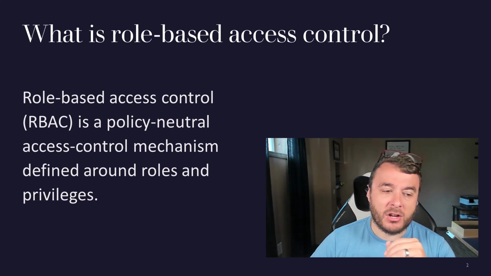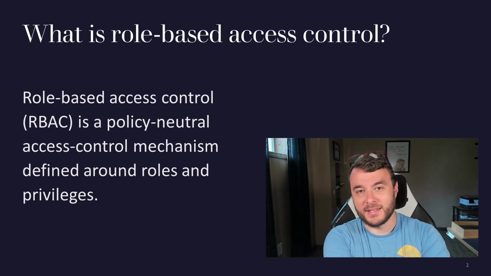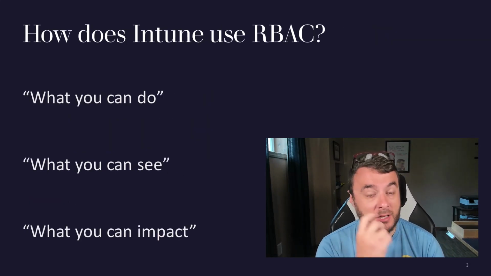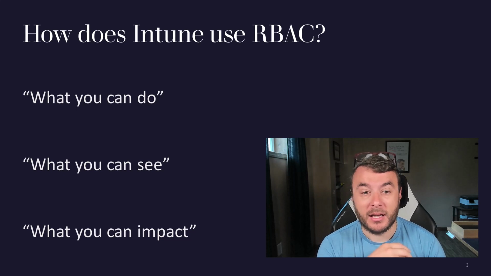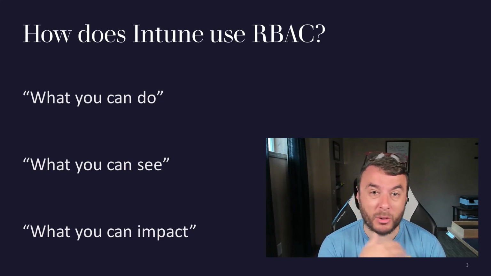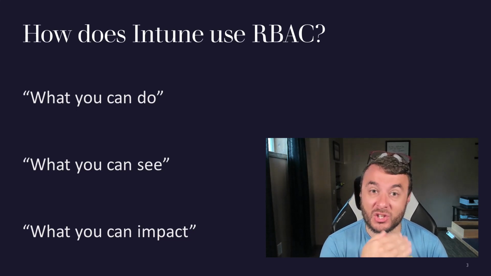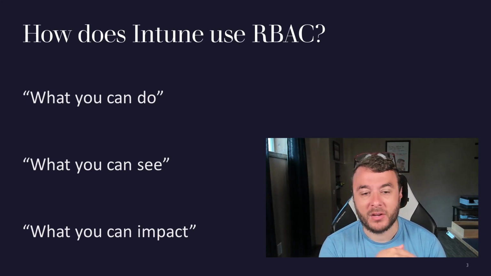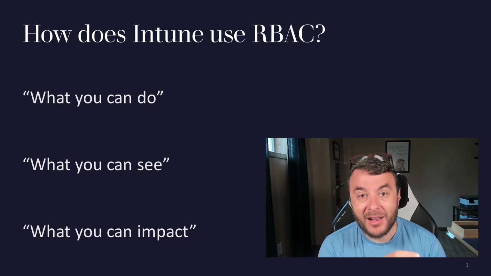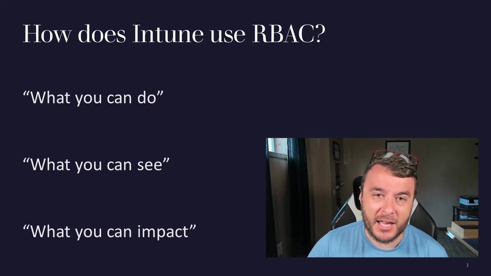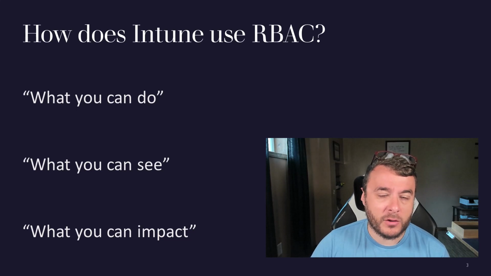So first, let's talk a little bit about how Intune does these things. Intune has the three concepts that we talked about. It has the concept of what people can do, like a permission, and what people can see. We refer to that as a scope, or a scope tag more specifically. And then what you can impact, and in Intune, that's referred to as a scope group. We'll get into a little bit more about each one of those things as we move along. So let's look at the first one.